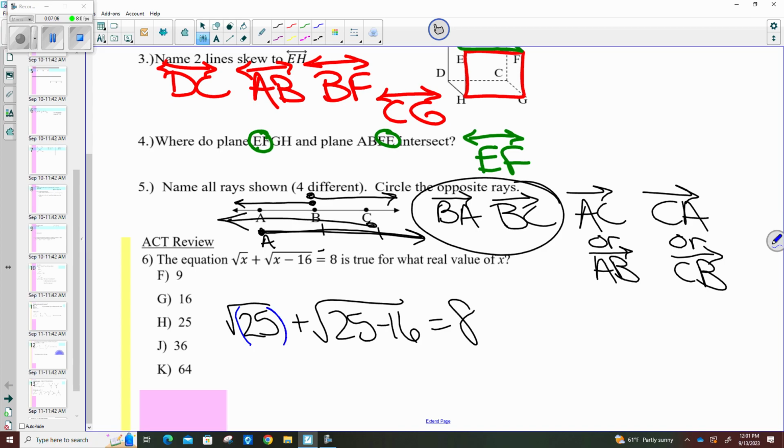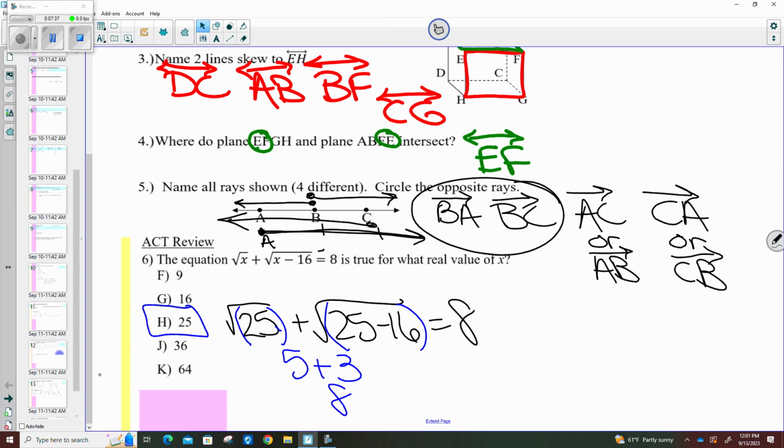You need to put the parenthesis on the other side of that 25 so it stops and says, okay, what's the square root of 25? Then it's going to come over here and it needs to do 25 minus 16 first, then take the square root of that, and then add those two numbers together. Okay, so H is the correct answer.